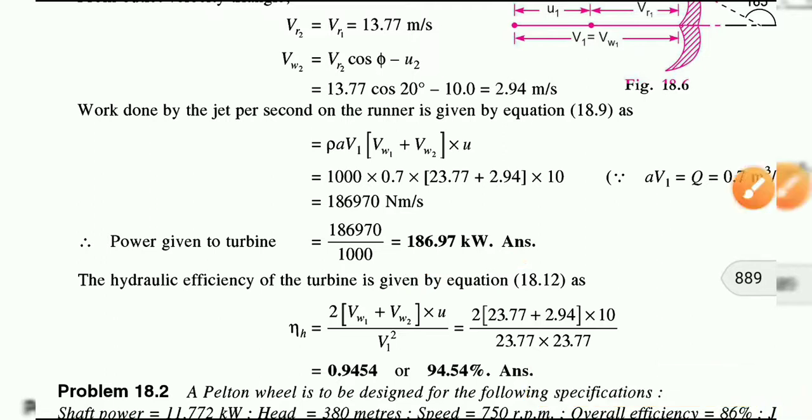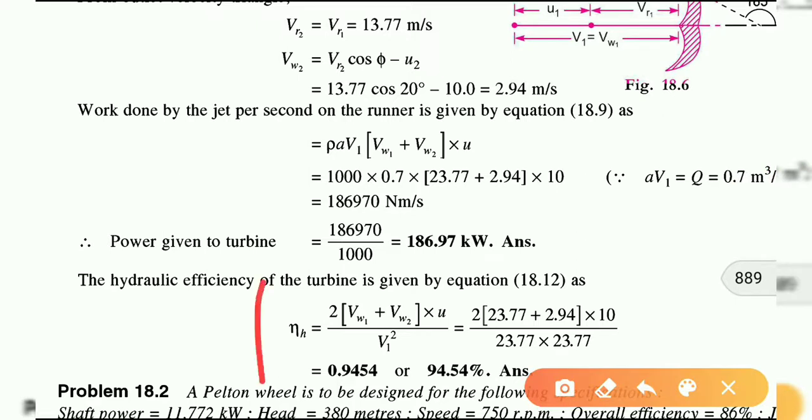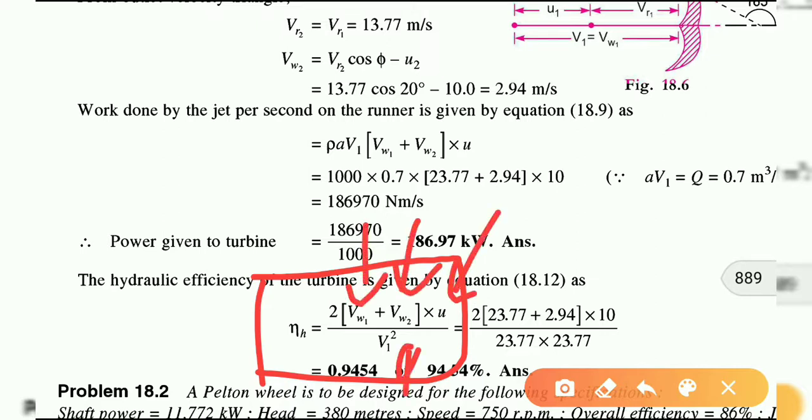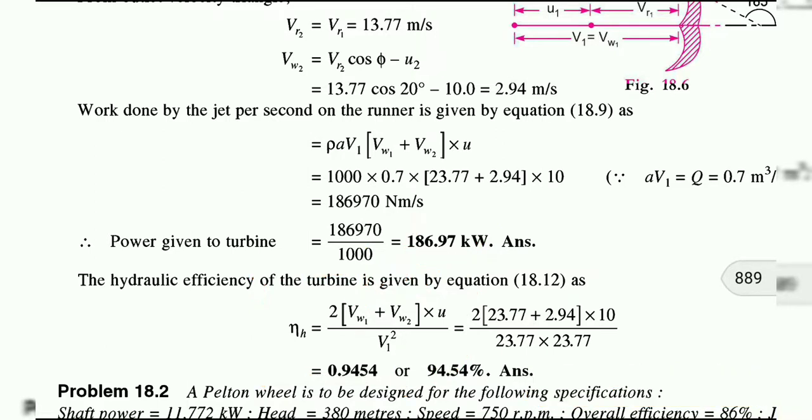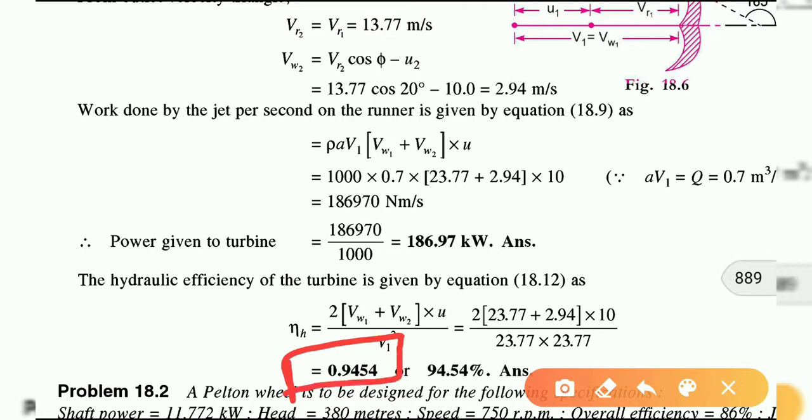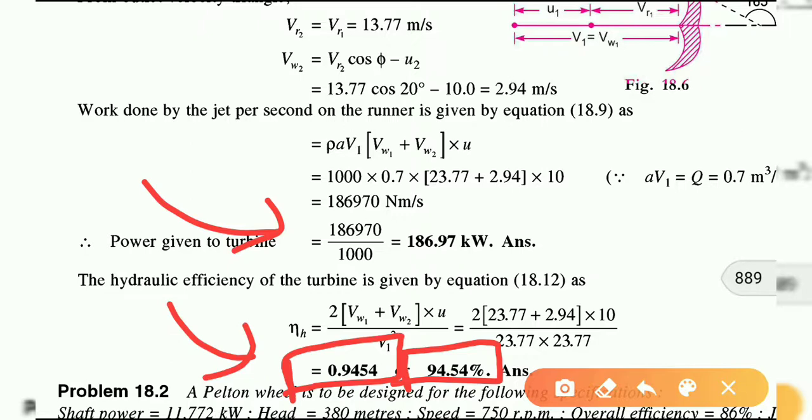And now the hydraulic efficiency. From the formula of hydraulic efficiency, we know that it is equal to 2 times (VW1 plus VW2) multiplied by U, divided by V1 squared. All these values VW1, VW2, U and V1 we already know. Just put those values and calculate. We will get the value as 0.9454. If we state it as a percentage, it will be 94.54%. So in this way we can calculate the hydraulic efficiency as well as the power. Thank you.